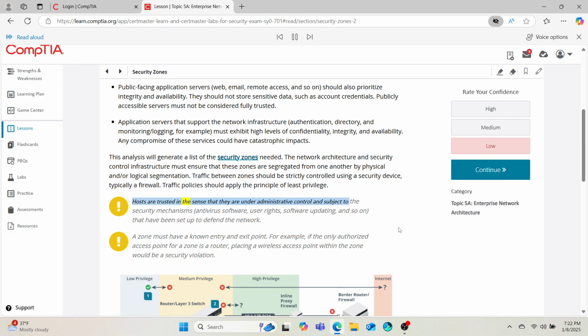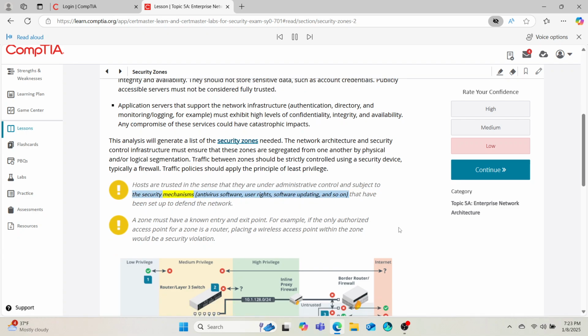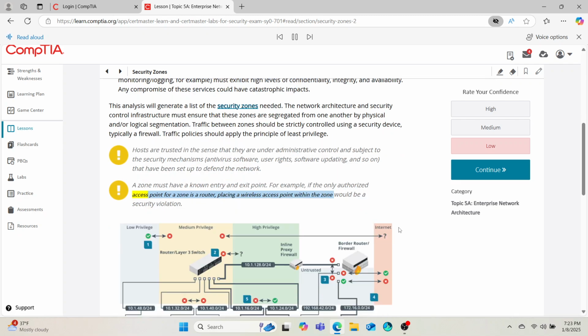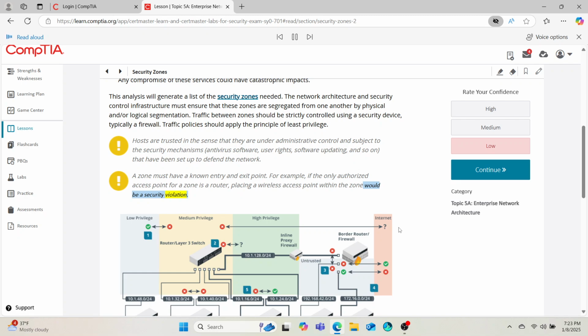Hosts are trusted in the sense that they are under administrative control and subject to the security mechanisms, antivirus software, user rights, software updating, and so on that have been set up to defend the network. A zone must have a known entry and exit point. For example, if the only authorized access point for a zone is a router, placing a wireless access point within the zone would be a security violation.